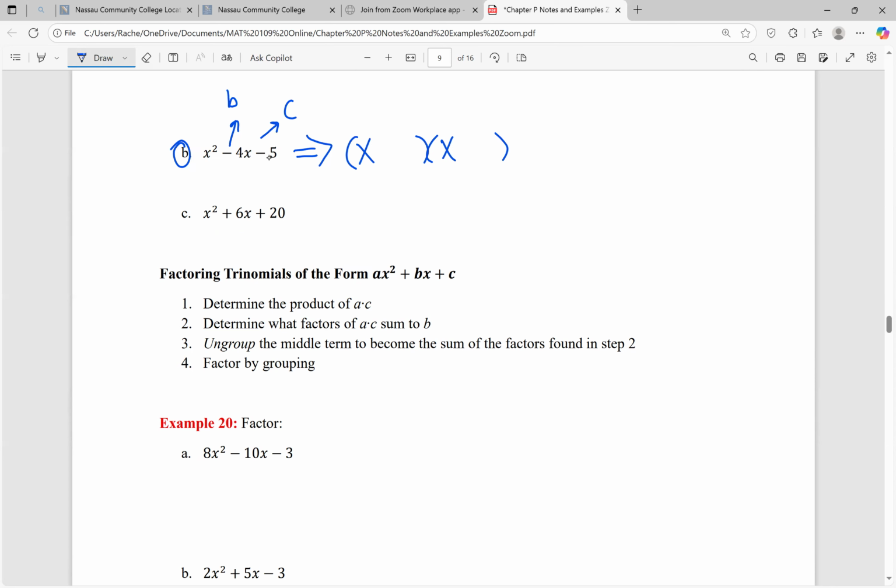So I'm thinking a -5 and a +1, right? Because -5 times +1 is -5. And when I add a -5 and a +1, we get -4. So in factored form, we're going to have x minus 5 times x plus 1.